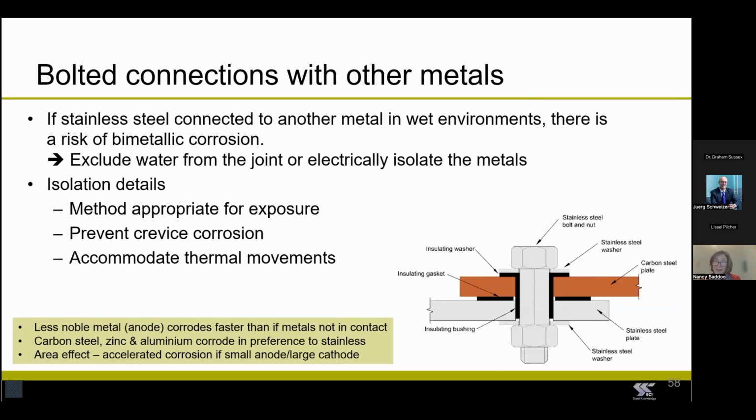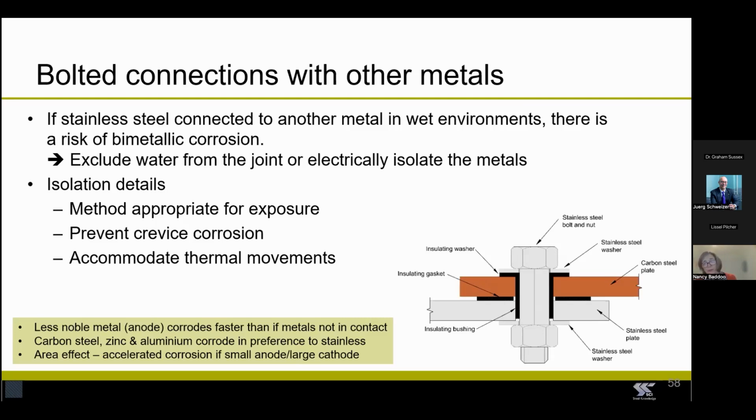You're often joining stainless with other metals, and if it's in a wet or immersed environment, then there's a risk of bimetallic corrosion. And so it is preferable to exclude water from the joint or isolate the metals. And there are various approaches to isolation. I've shown one in this drawing. I've mentioned already, you shouldn't use galvanized steel bolts in a stainless steel plate.